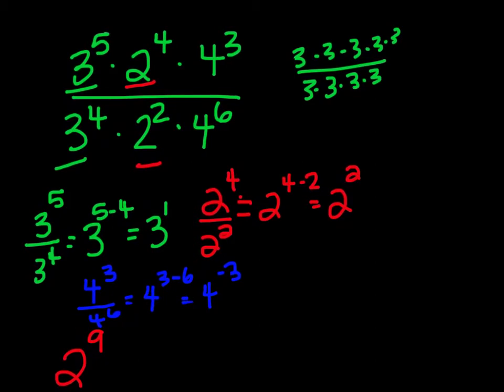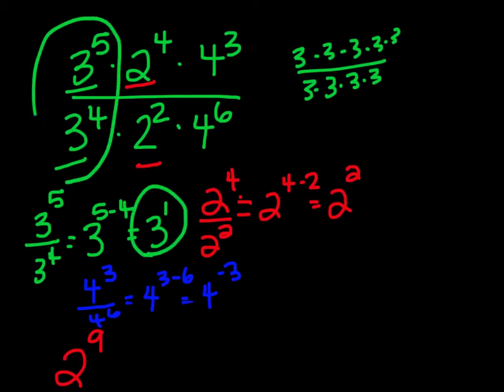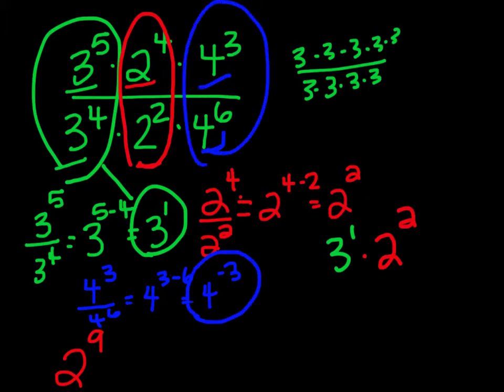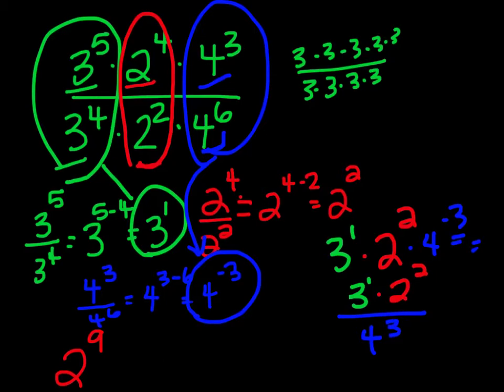We have all of this simplified to 3 to the 1st, so we can write 3 to the 1st. All of this simplified to 2 to the 2nd, and I'm multiplying everything because everything was multiplied to begin with, and I have 4 to the negative 3rd, and that is what all of this right here was simplified to, times 4 to the negative 3rd. Now I see this negative exponent and I'm kind of uneasy with it, so I think we can rewrite this in fraction form, 3 to the 1st times 2 squared over 4 cubed. Make that exponent positive, and that is our final answer. Next problem.